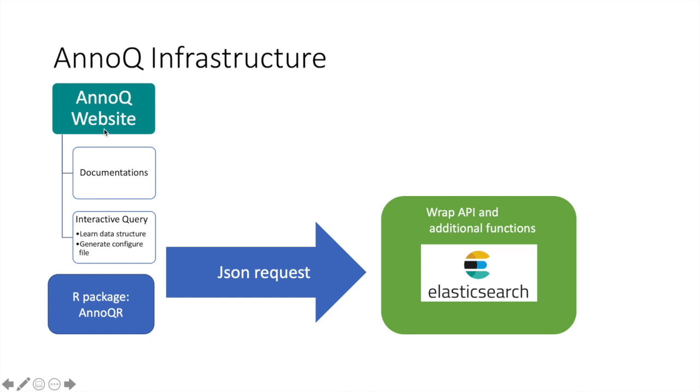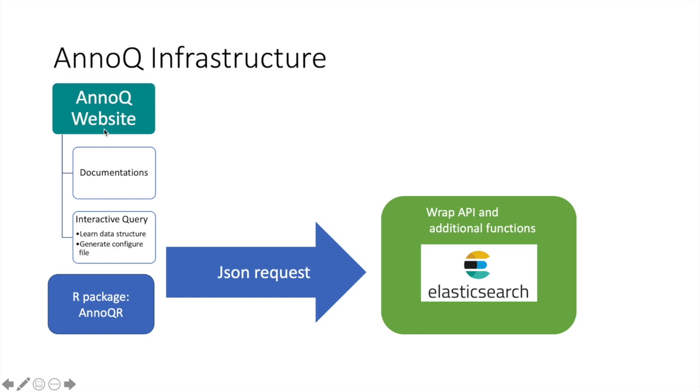Our AnnoQ has 3 main components. The first one is the AnnoQ website. The second one is an R package, which is called AnnoQ R. It acts as a client for the AnnoQ API. And the final part is our AnnoQ API, which is a real data provider. The AnnoQ website and R package communicate with the AnnoQ API through HTTP JSON requests. Start with the AnnoQ API.